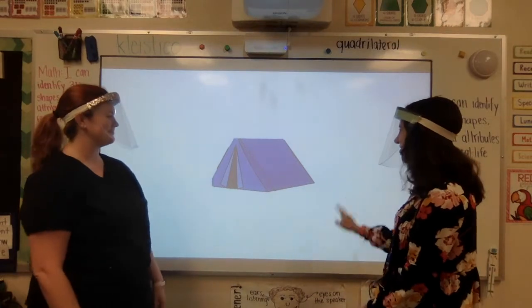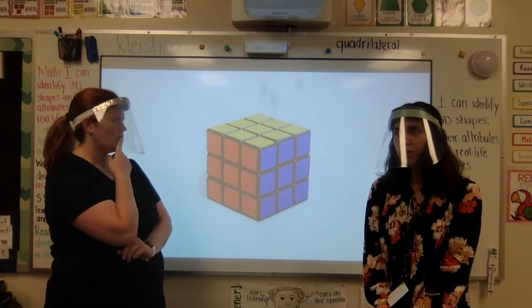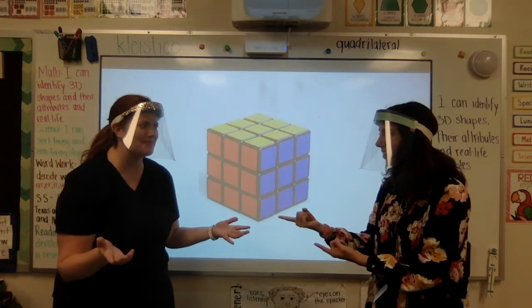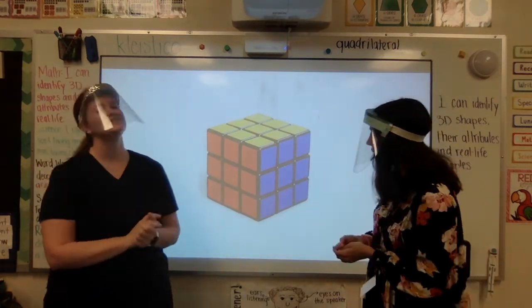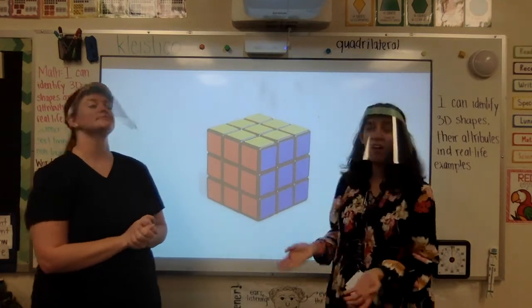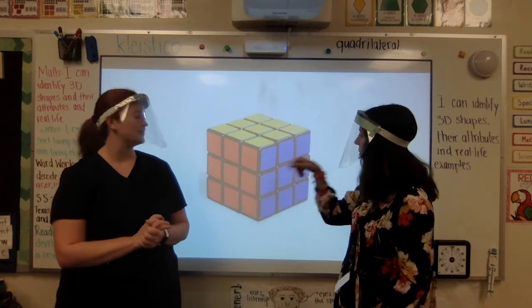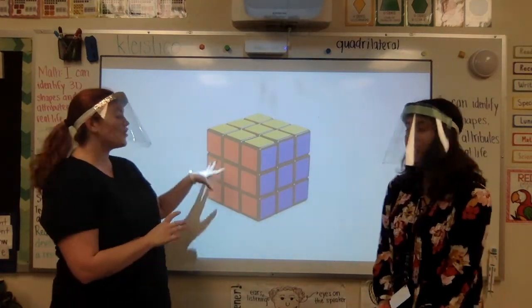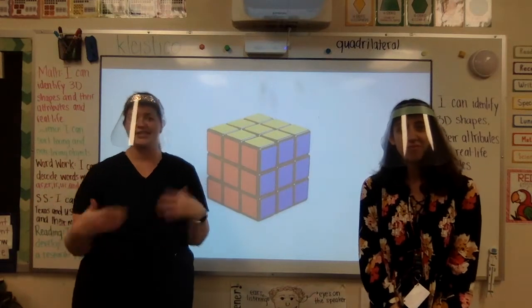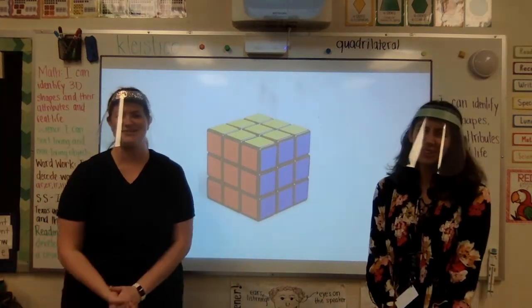That's right. Oh, a Rubik's Cube. I hear the word cube, Miss Lestico. It must be a cube. Well, I see that this Rubik's Cube, you can tell that all of the sides are equal or the same because they all have 3 blocks going down and 3 blocks going across. That's right. And all the faces are squares, and squares will have all equal sides. So it's definitely a cube.